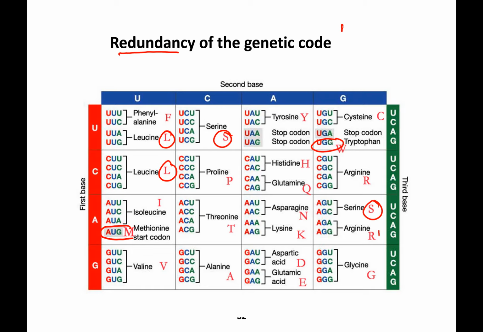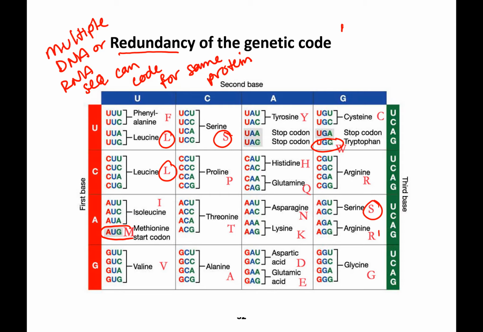Multiple DNA or RNA sequences can code for the same protein. So I'm going to give you some challenge problems where you go from amino acid sequence to mRNA sequence or to DNA sequence. And sometimes you're going to have multiple options.